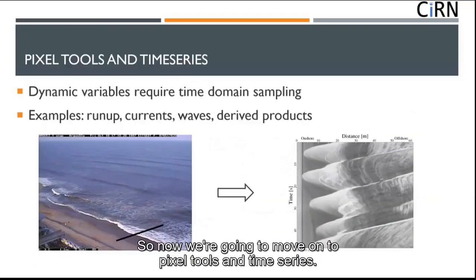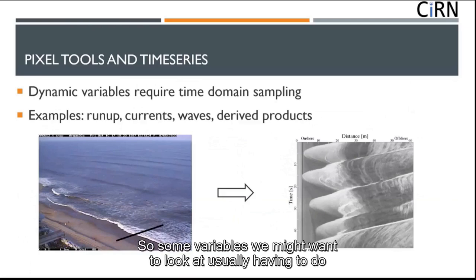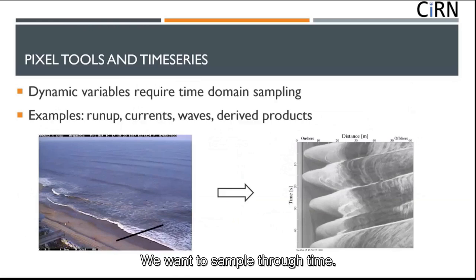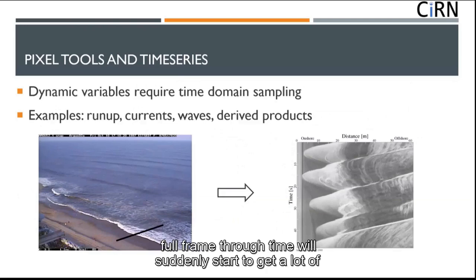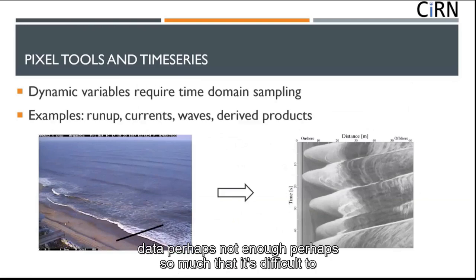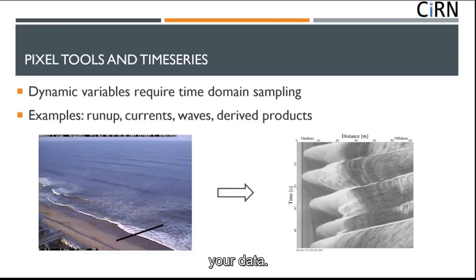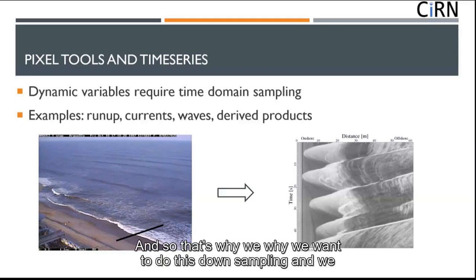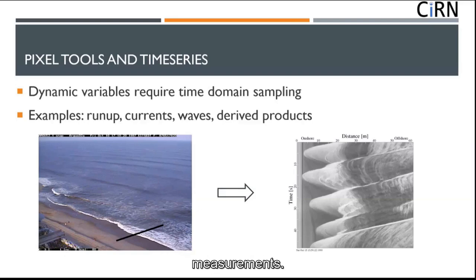All right, so now we're going to move on to pixel tools and time series. Some variables we might want to look at, usually having to do with waves or currents. We want to sample through time. We look to pixel time series because if we sample our full frame through time, we'll suddenly start to get a lot of data, perhaps so much that it's difficult to send it remotely back to wherever you're storing your data. And so that's why we want to do this downsampling. And we can do this in smart ways to make different measurements.